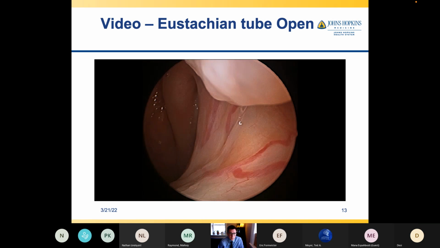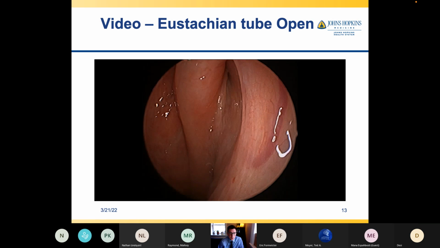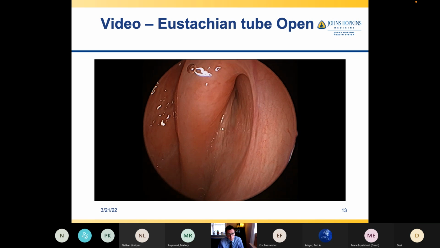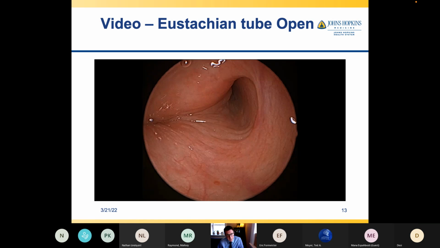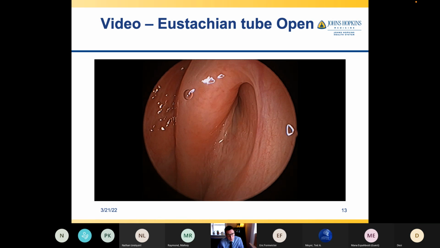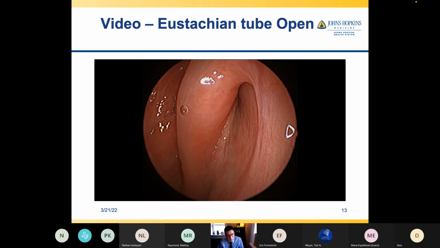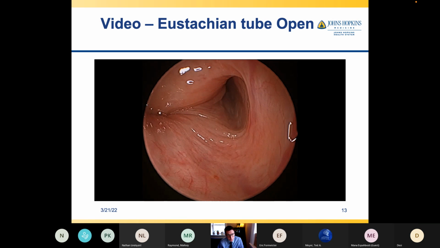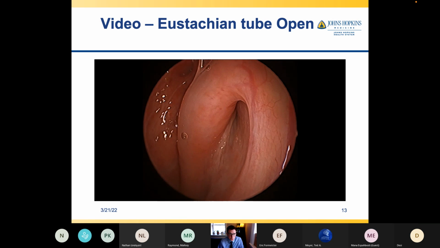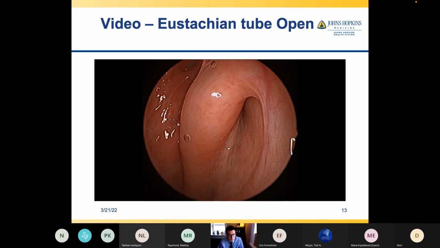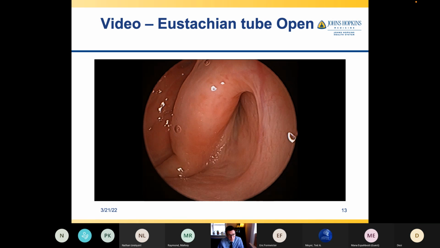The endoscope is 45-degree, and a 45-degree scope is really helpful to look down the lumen of the tube. This is someone saying ka, ka, ka, and then you're going to see them swallow here, and then a yawn for maximal opening of the tube. Those are the three maneuvers that I always have patients perform every time I look in their Eustachian tube.